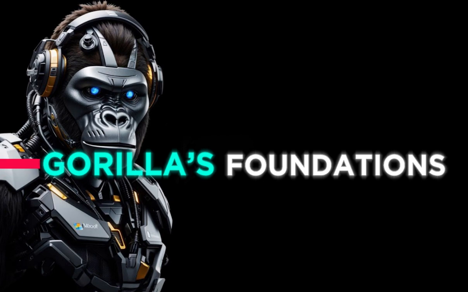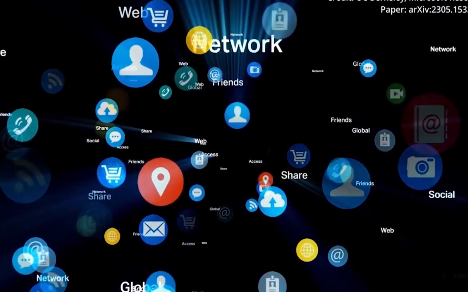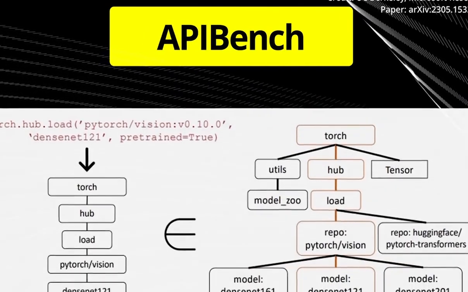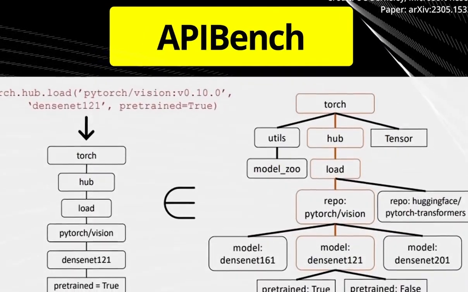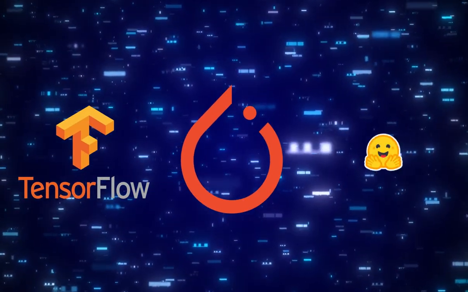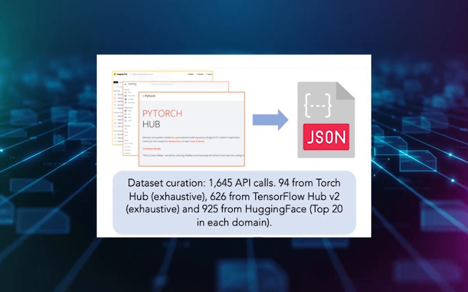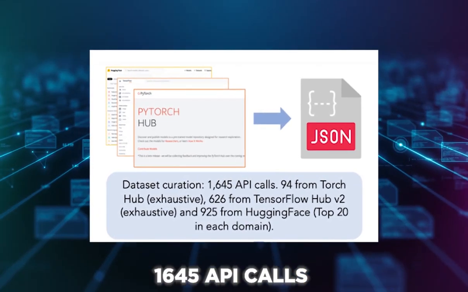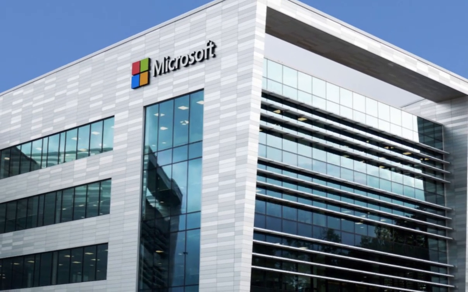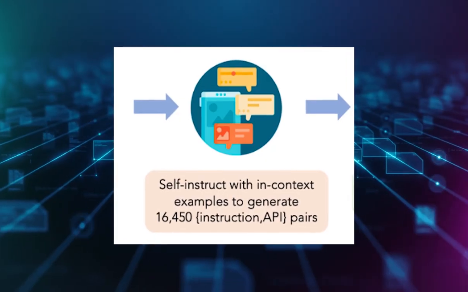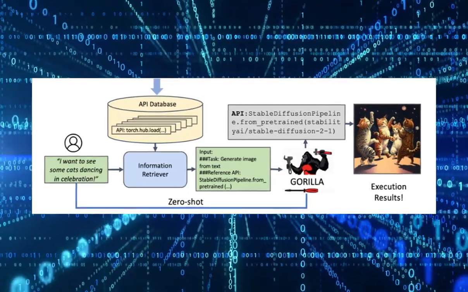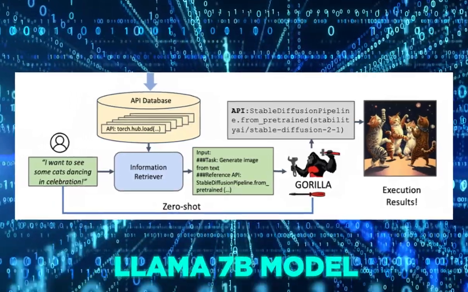Gorilla's foundations. Gorilla's development began with the construction of an extensive collection of APIs called API Bench by extracting machine learning APIs from the previously described sources: TensorFlow Hub, Torch Hub, and Hugging Face. The API Bench contained 1,645 API calls during the initial training phase. The researchers at Microsoft then used self-instruction to create pairs of instructions and matching API calls. This data was then used to fine-tune the LLAMA 7B model.